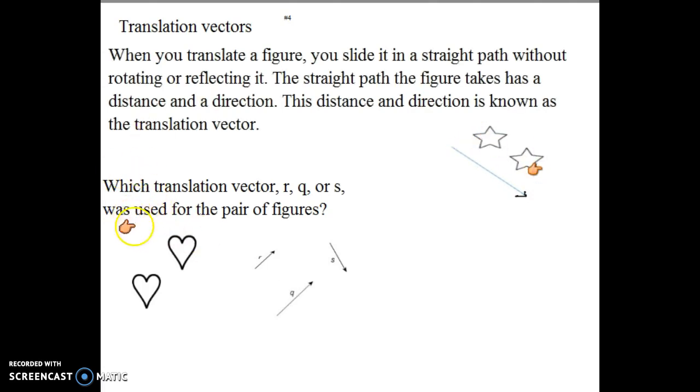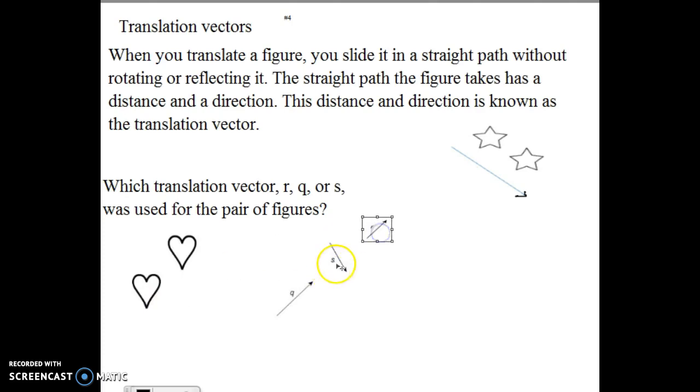So an example of the question you're going to have is, which of these translation vectors, R, Q, or S, is used for this pair of figures? So this heart has been translated. It has been slid up here. So we could look at these and say which path. I've got these so I can kind of move them a little bit. So if we were to use that vector, that's kind of short, right? It didn't show us the correct distance.